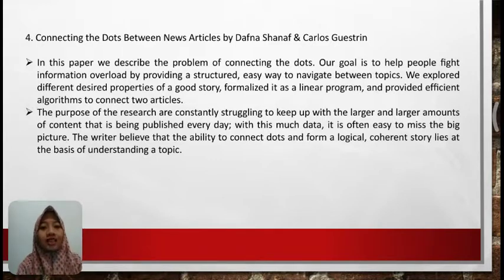The purpose of the research: people are constantly struggling to keep up with the larger and larger amounts of content being published every day. With this much data, it is often easy to miss the big picture. The writers believed that the ability to connect dots and form a logical, coherent story lies at the basis of understanding a topic.